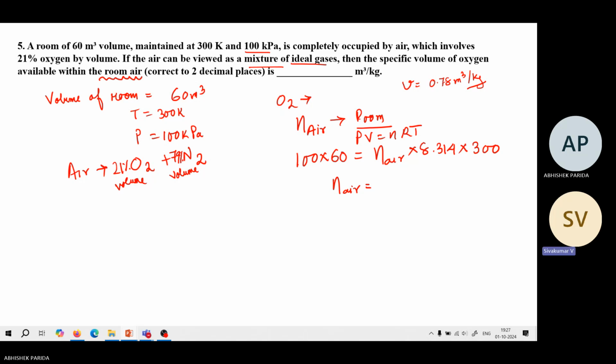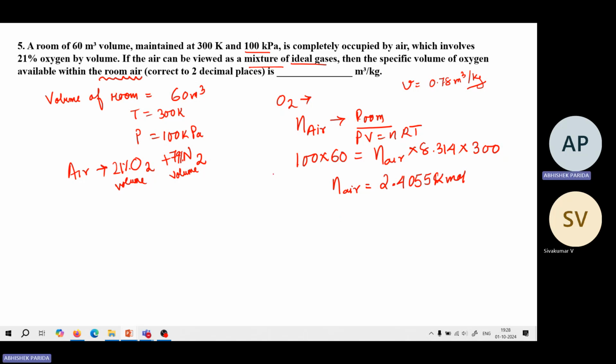2.406. Yeah, it is 2.406. So that is the total number of moles of air: 2.4 kilomoles. 2.4055. Okay, 2.4055 is the number of moles of air.